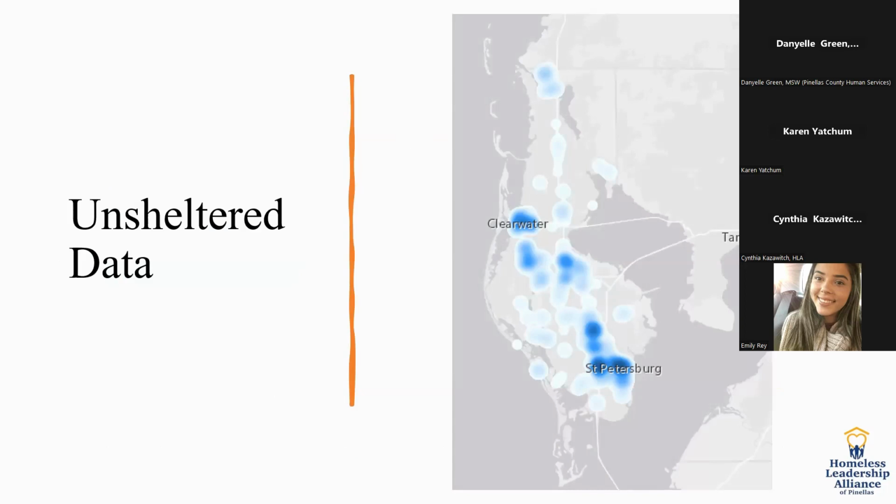So this indicates areas that I'll talk about later that deserve some targeted approaches, and it introduces some questions. We see the hot spots. Does that mean that there are no people who are unsheltered in the cold spots, the areas that don't have any coloring in them?